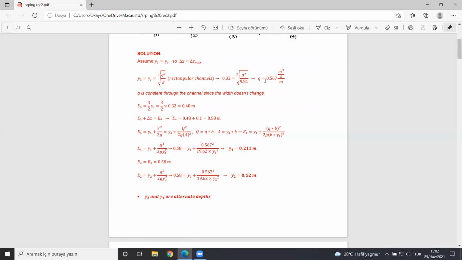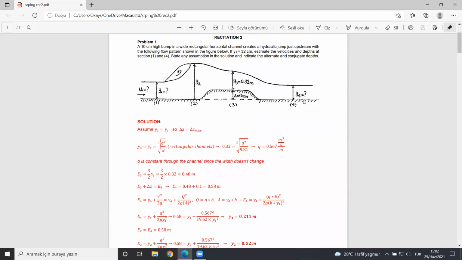Because we know what small q is, we can use it. When we replace small q and write the cross-section area, basically the cross-section area is the depth of flow at this section and the channel width, so y4 times b, and the discharge is equal to small q times b.